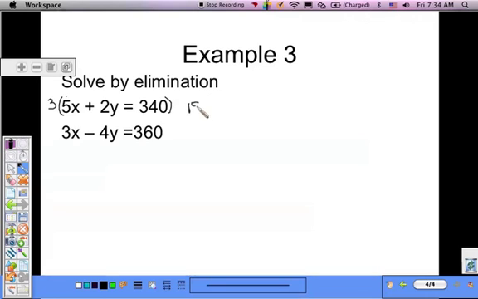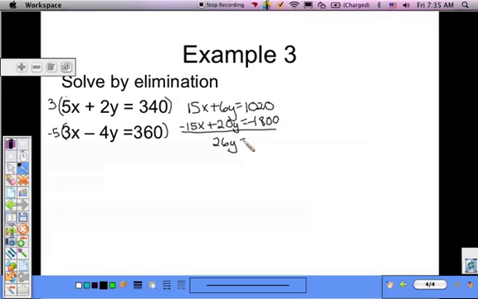So we have 15x plus 6y equals, well, 340 times 3, 1020. And if this is a positive 15, that means we want our bottom one to be negative 15. So 3 times negative 5 gives us negative 15. Multiply that through: negative 15x plus 20y equals 360 times negative 5, negative 1800. And now when we add these together, 6 plus 20y is 26y equals negative 780. Divide by 26, and we end up with y is negative 30.